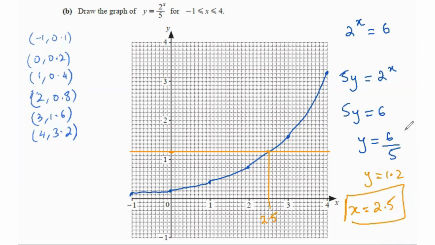Basically, what we did was, the equation we have is y equals 2 to the power of x over 5. So I multiplied 5 with y, which gave me 5y equals 2 to the power of x. Since the equation they have given us is 2 to the power of x equals 6, I equated 6 with 5y, and that gives us y equals 6 over 5. So this is the line that we have to draw and see what the intersection point is between this line, y equals 6 over 5, with the curve y equals 2 to the power of x over 5. And that intersection point is basically x equals 2.5.